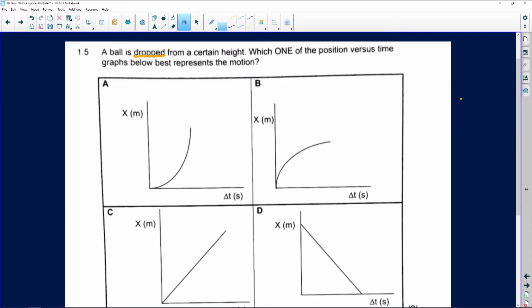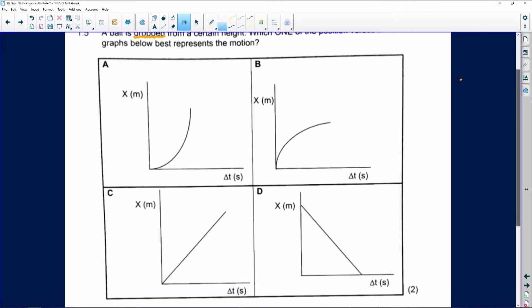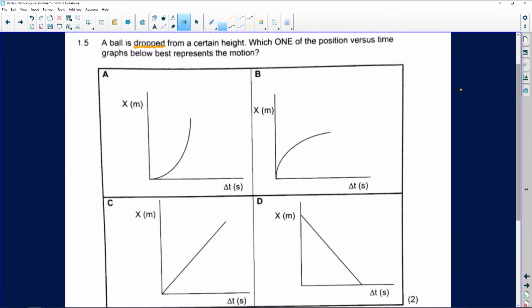So let's start with the first one. So we have number A. I can see that I've got x, which shows my position in meters, and I've got my time. It was dropped. It does start at 0, and then it moves. It has a little curve. Now remember, if something was dropped, the velocity continues increasing, which means the acceleration speeds up.